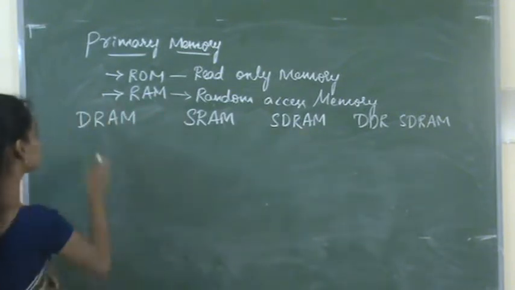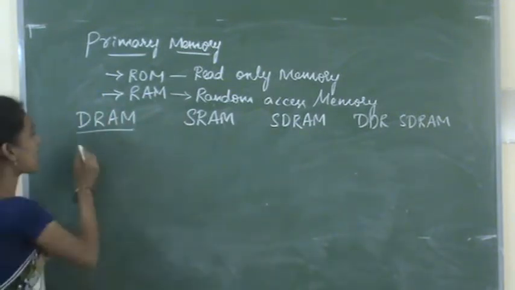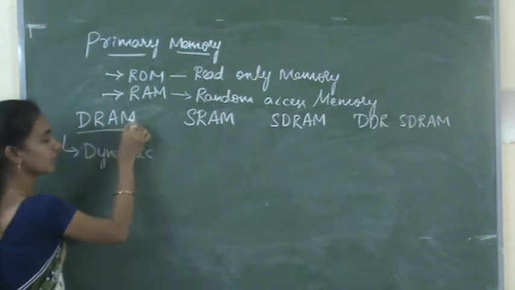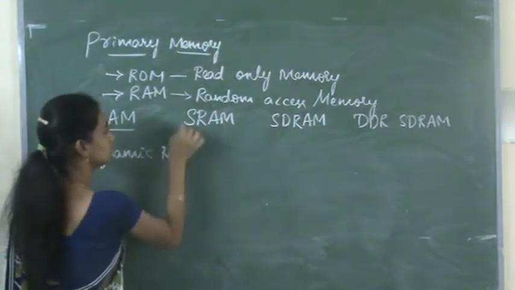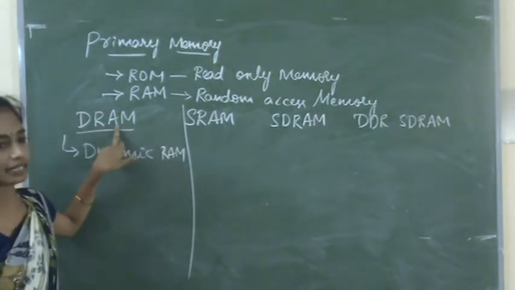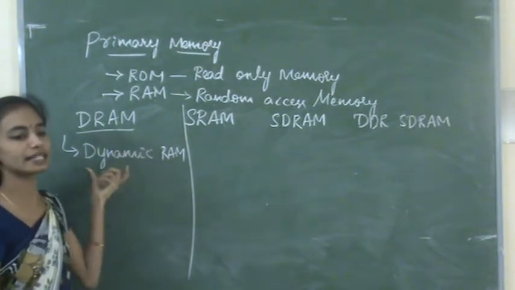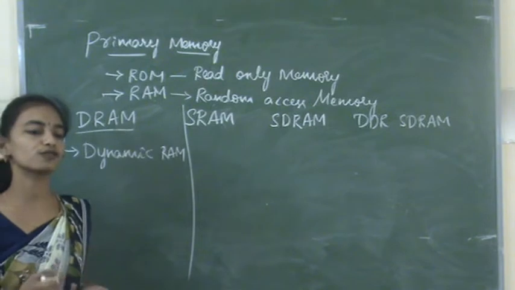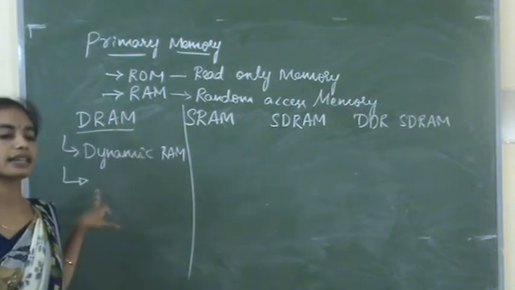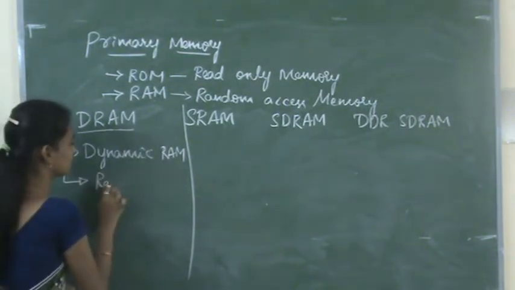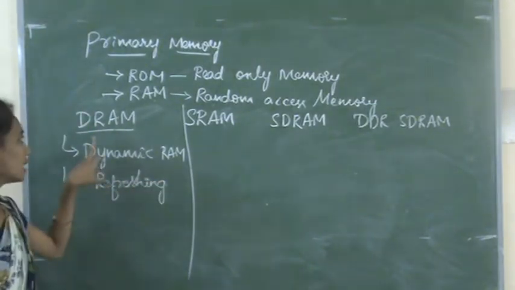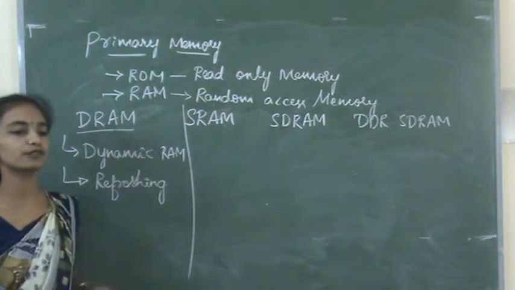DRAM stands for Dynamic Random Access Memory. As the name suggests, it is dynamic. Dynamic means it is changing every moment. Dynamic RAM needs continuous refreshing.